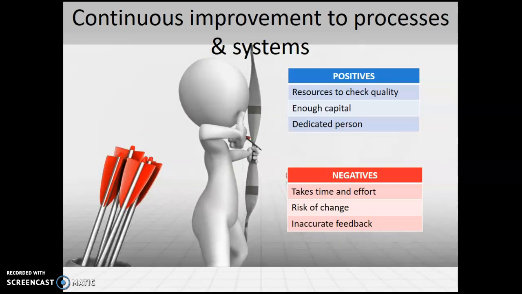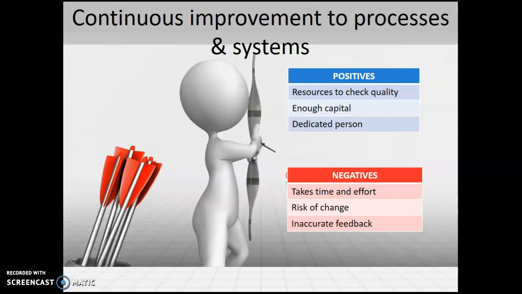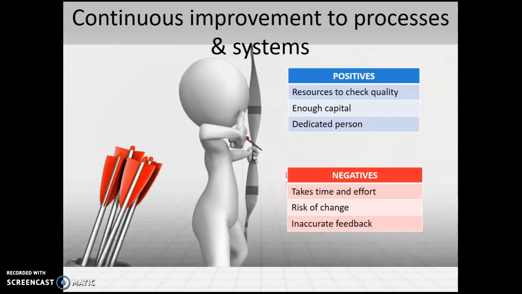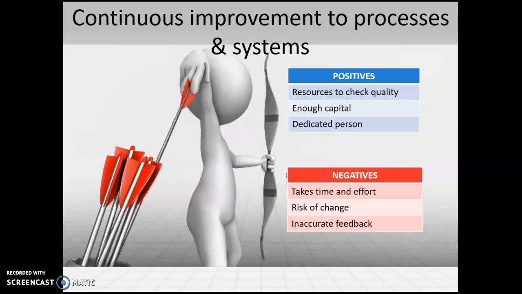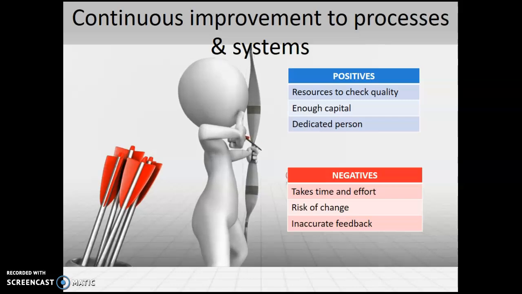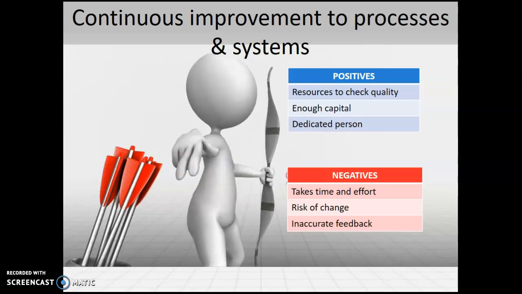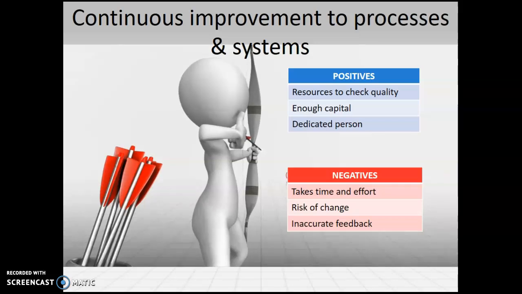The negatives are that systems and processes take a lot of time and effort to implement in large businesses. There's a risk of changing parts of the business that are actually working well, and remember, people resist change. Not all negative feedback from employees and customers is going to be accurate, which may result in incorrect changes to systems and processes.